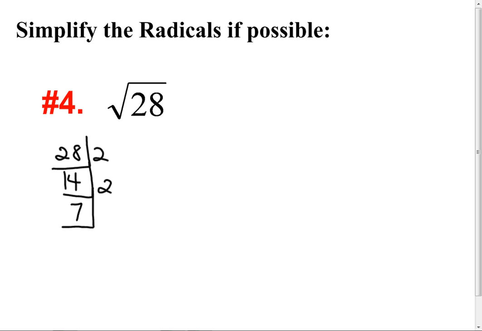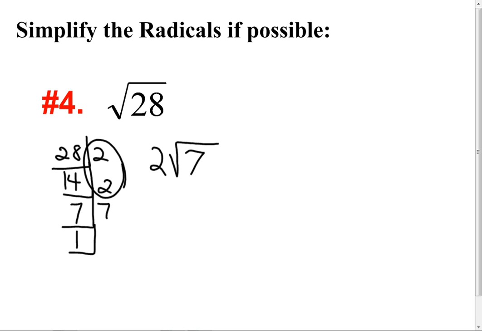7. What goes into 7? 7. I divide 7. This is what I have. 7 here. Divide by 7, I get 1. So I got a match here. So it's 2 times the square root of 7.